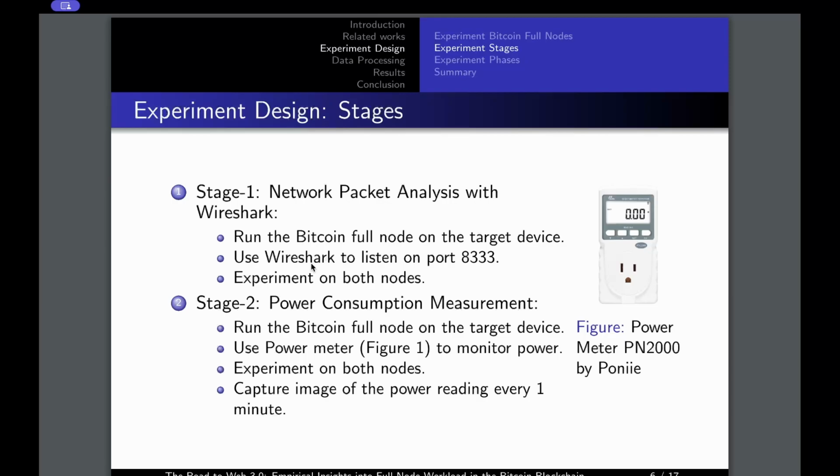In stage 2, we monitor the power. We try to monitor power consumption by using this device, which is called PN2000 by Pony. One of the things about this power monitor is that it does not give you a digital output, but it displays. It's highly accurate, and it can support the range of power, which is crucial for the single board computer, which consumes very little power, and even the desktop computer, which consumes a lot of power.